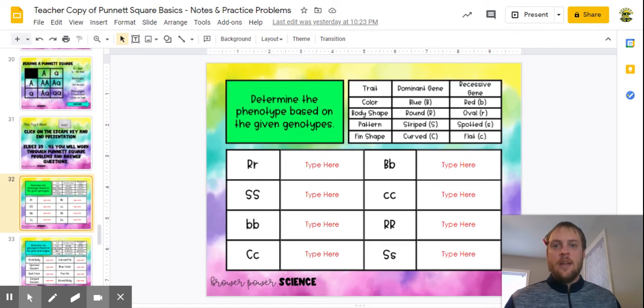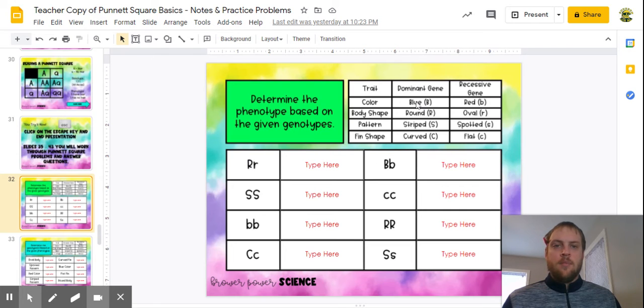So in this first slide, what you're going to do is tell me the phenotype based off of the genotypes that they give you. So phenotype, we're looking for the physical appearance. So what does this organism look like? So in this first example here, our genotype that we're given is heterozygous for the R's. So we have a big R and a little r.